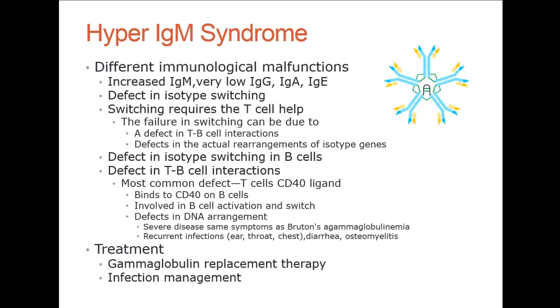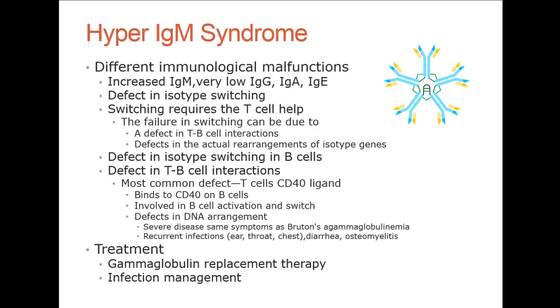The next one is a hyper IgM syndrome. We see different immunological malfunctions with this, and in this case we usually see a very increased IgM, but very low everything else: IgG, IgA, IgE. There's a defect in the isotype switching with this. The switching requires T cell help, and there's a failure in switching that's usually due to a defect in T cell, B cell interactions, and actually the rearrangements of isotype genes can cause problems.